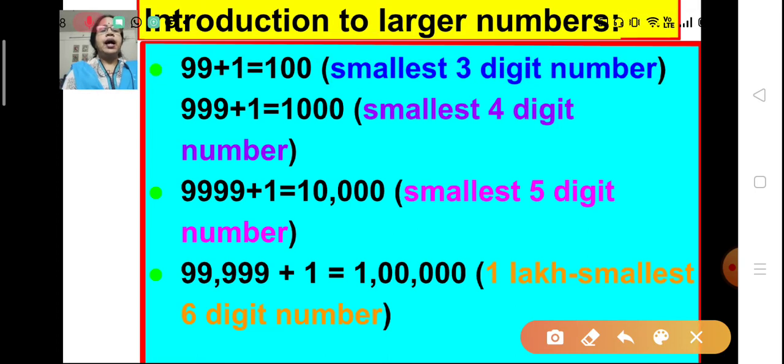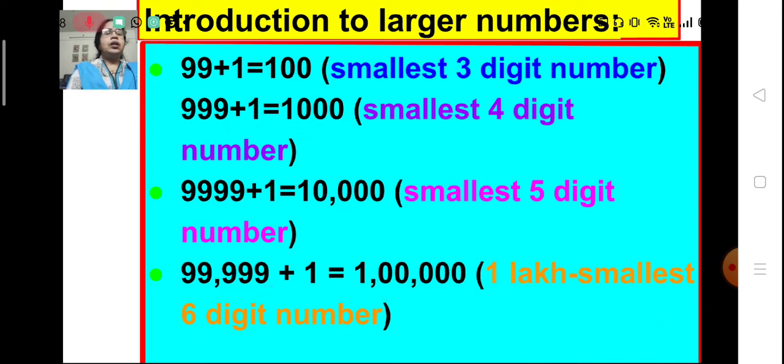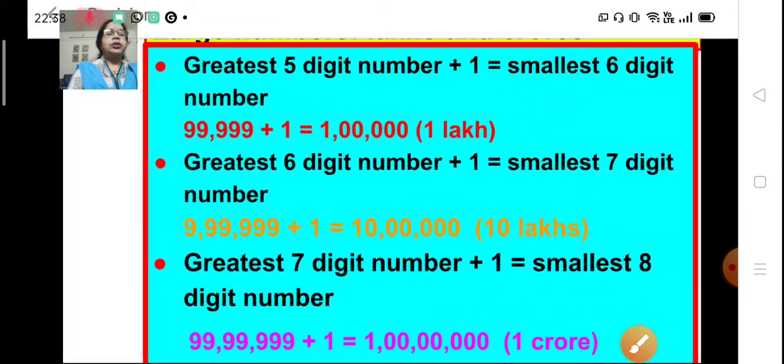And when 1 is added to the largest 3-digit number, we get the smallest 4-digit number. And when 1 is added to the greatest 4-digit number, we get the smallest 5-digit number or 10,000. And when 1 is added to the greatest 5-digit number, that is 99,999, then we get 1 lakh or the smallest 6-digit number. This is how the large numbers are formed.